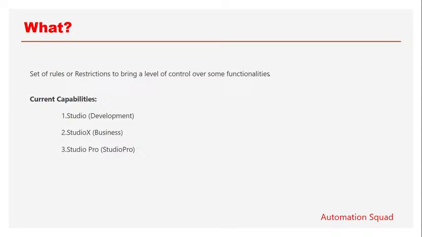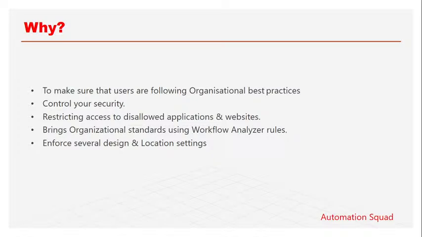Okay, in which functionalities is governance putting some restrictions or some set of rules? In activity usages, disallowing applications and websites, restricting access to some applications in the projects, and only allowing certain versions of activities to be used in our projects. Like that we will see. We'll have some rules in governance. Let's see why: to make sure that users are following organizational best practices. To meet the best practices in organizations, we use governance in our projects.